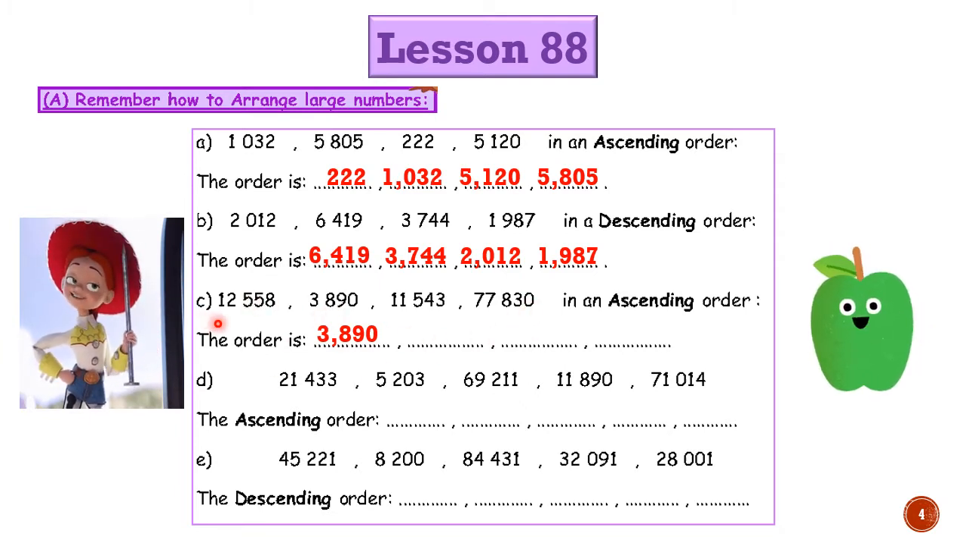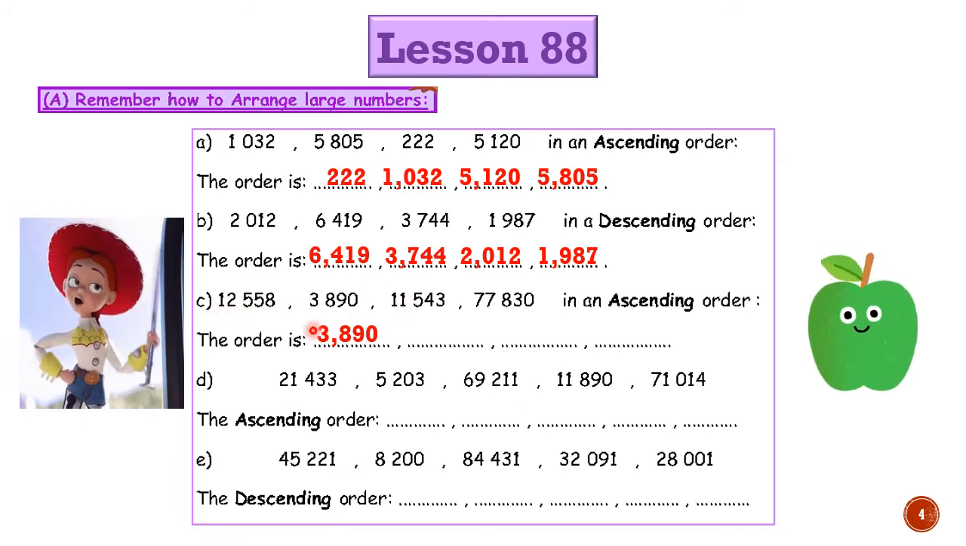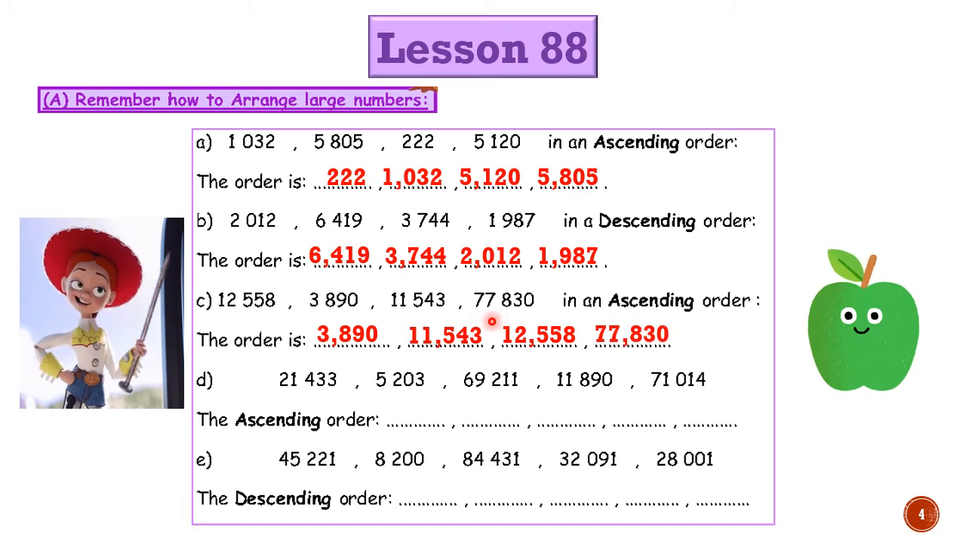Look at the thousands place. Here we have 1, here we have 1, here we have 7. Then look at this number and this number. Here we have 12, here we have 11 in thousands place. Then we will take 11,543 first, then take 12,558. And the last one will be 77,830. Good job. Let's go to the next one.